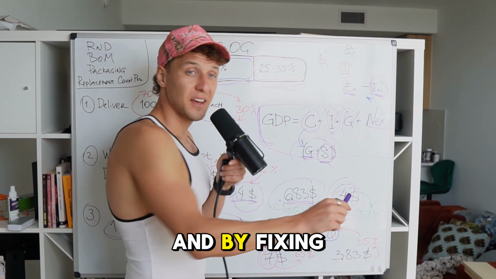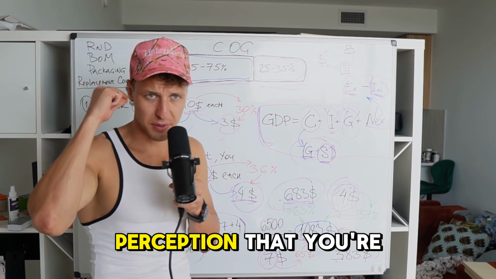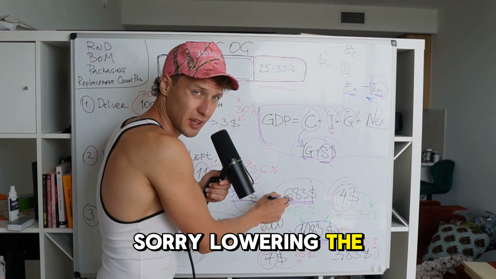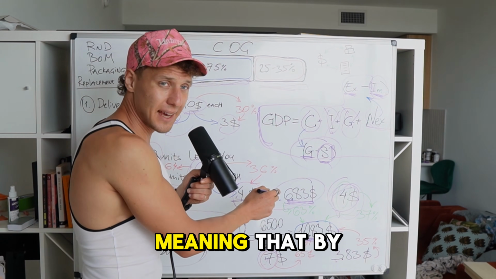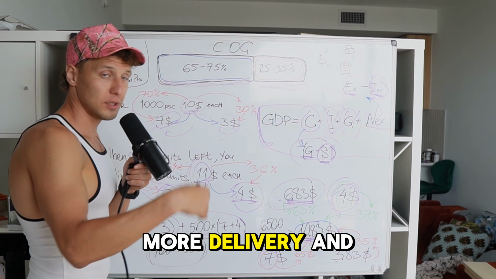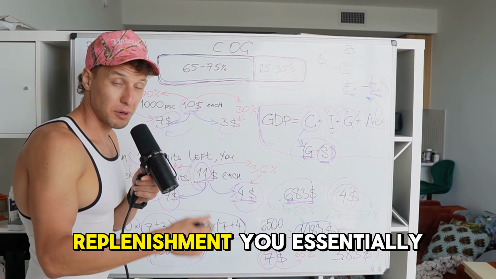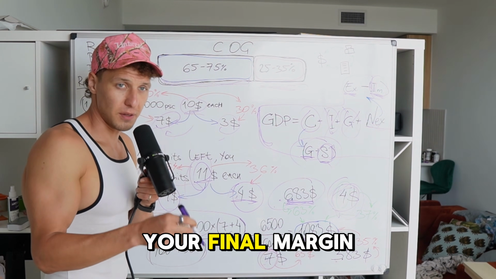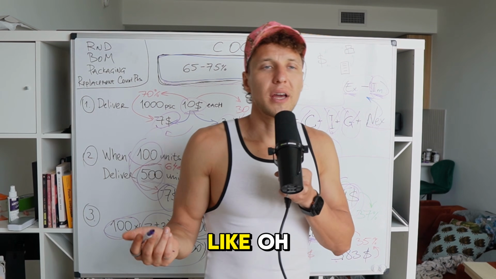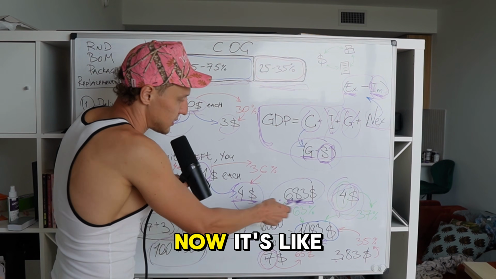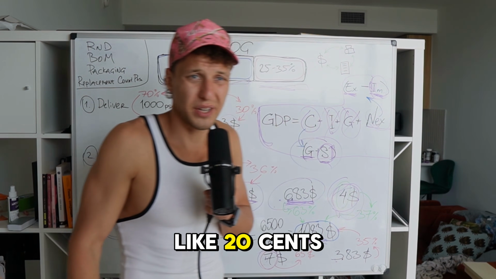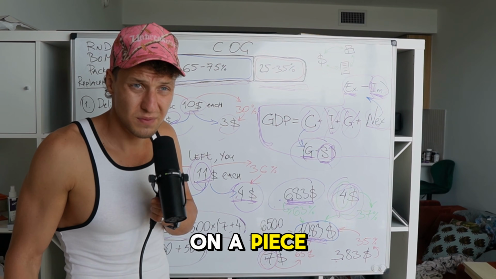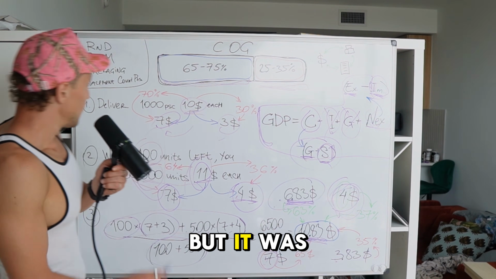And by having the perception that you're fixing the services, you eventually lower the goods, meaning that by more delivery and by more replenishment, you essentially can manage it and increase your final margin. Because you can argue, what the hell? It was $7, now it's $6.80, like 20 cents. 20 cents on a piece, right? But this was 1,000 pieces.